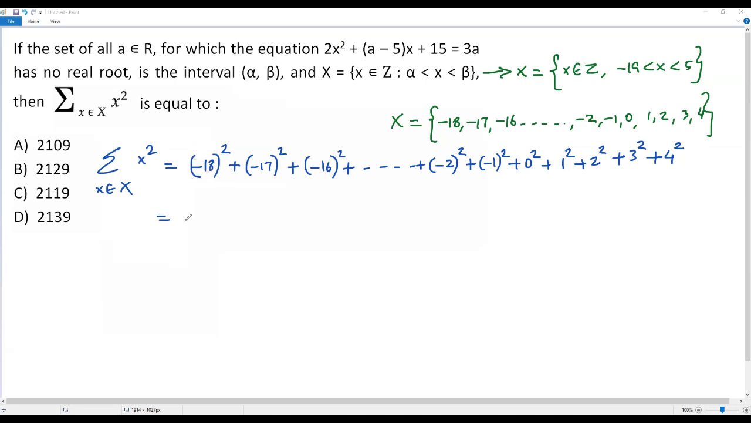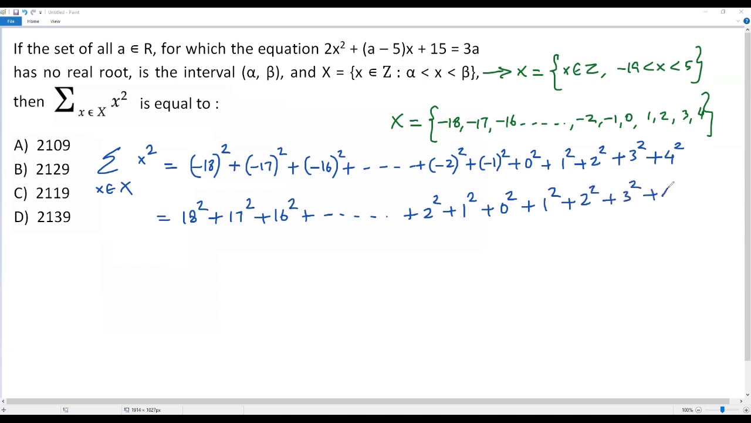So we can write this negative 18 squared as just 18 squared, plus 17 squared, plus 16 squared, and it keeps going, plus 2 squared, plus 1 squared, plus 0 squared, plus 1 squared, plus 2 squared, plus 3 squared, plus 4 squared. Here we can skip this 0 squared because the evaluation of 0 squared is 0. It won't have any effect on the sum. And also we can split this given sum into two parts. This is the first part, and this is the second part. We can ignore this 0 squared.